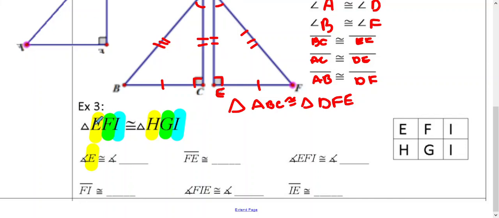Okay, so angle E we know is going to be congruent to angle H. What about the side FE? We see those in the first two spots. So on our second triangle, it would be the letters in the first two spots: HG or GH, either way around.